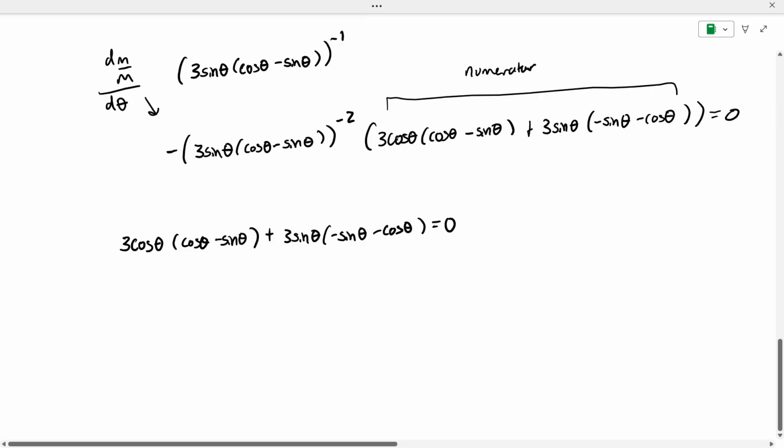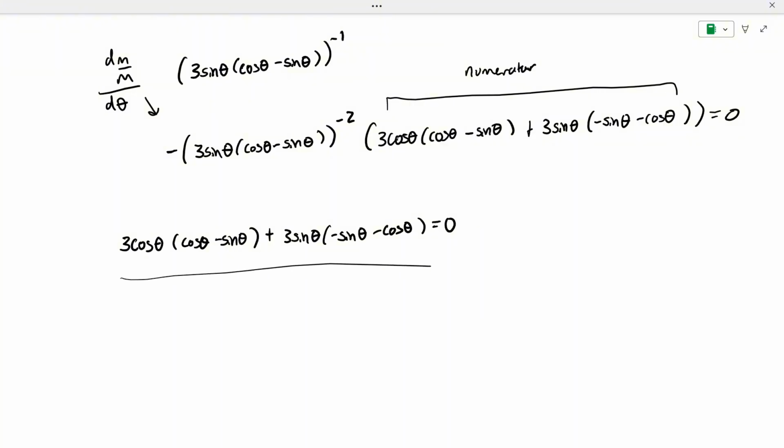Yeah, okay, so the numerator, set it equal to 0. Okay, by the way, if you're still confused about the denominator thing, we theoretically could have had this here, and then 3 sine theta. I'm just going to write this really quickly.